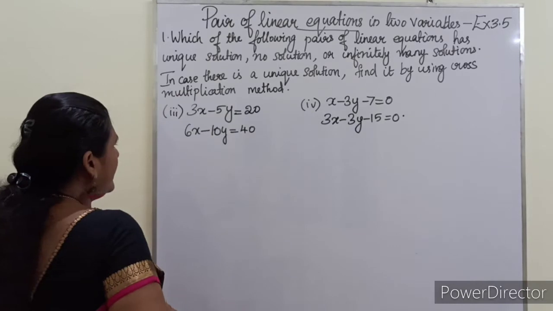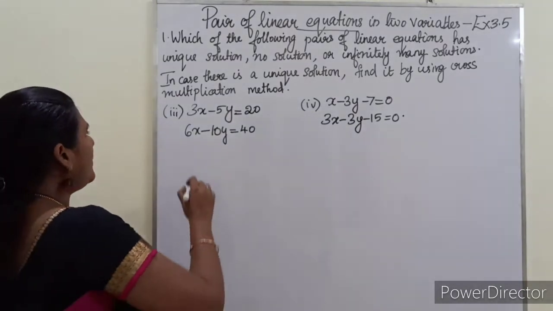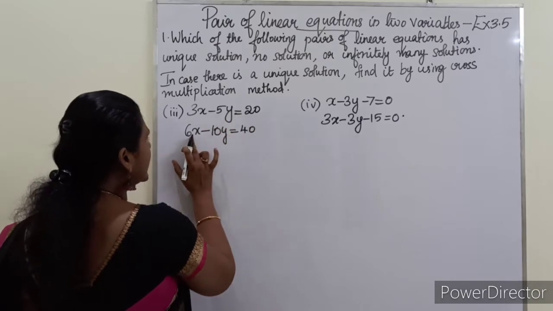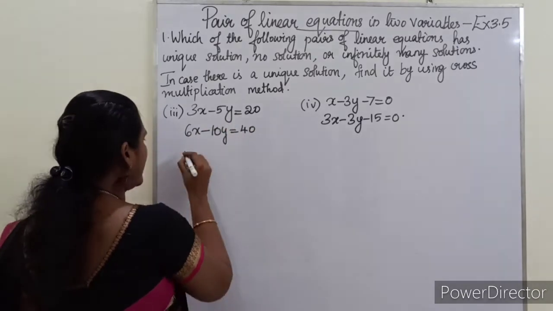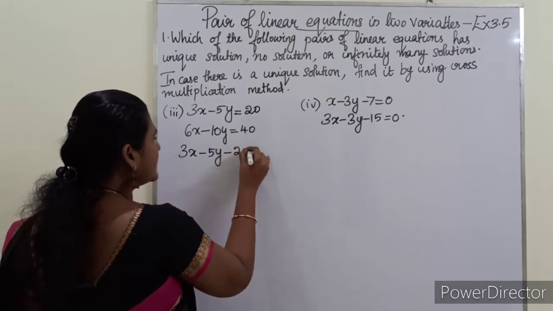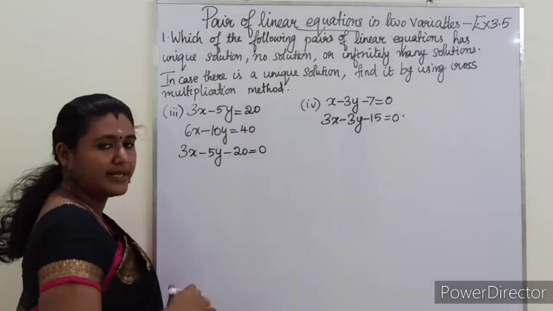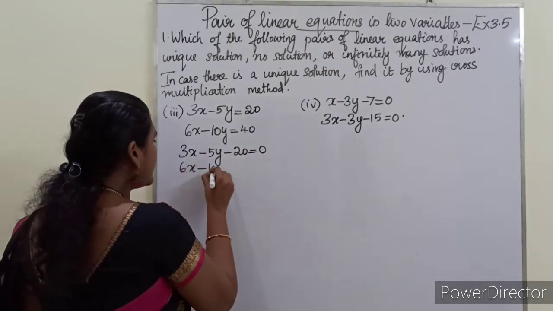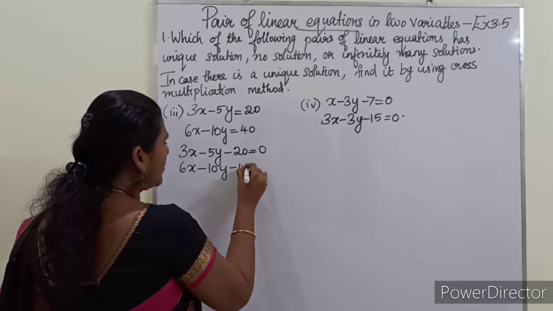So question number 3, similar type only. So we have given the equation 3x minus 5y is equal to 20, 6x minus 10y is equal to 40. So first we will write 3x minus 5y minus 20 is equal to 0. So we have to write the equation in standard form. Then the next equation 6x minus 10y minus 40 is equal to 0.